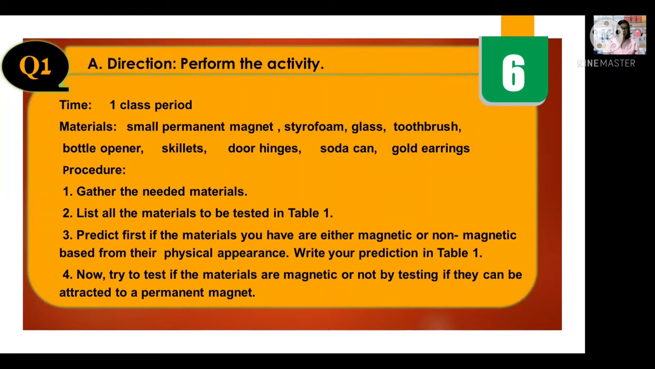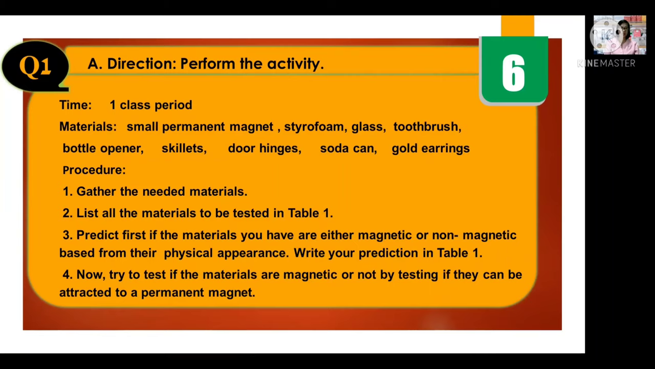Okay, so we are going to perform an activity. You are going to perform this for one class period. We have some materials: a small permanent magnet, styrofoam, glass, toothbrush, bottle opener, skillets, door hinges, soda can, and gold earrings.